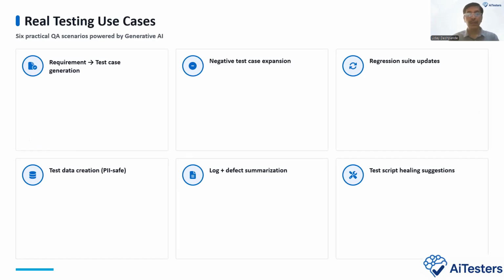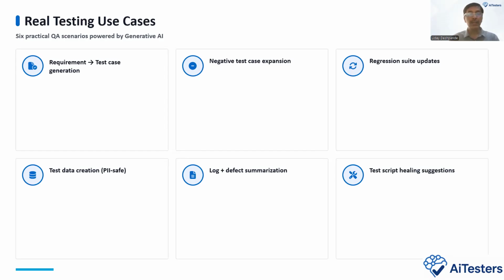Now let's get practical. Here are six real-world testing use cases where generative AI is making a significant impact today. One, requirement to test case generation. Paste in your requirements, get comprehensive test cases instantly. Two, negative test case expansion. Gen AI thinks of edge cases and error scenarios you might miss. Three, regression suite updates. When features change, Gen AI can help update your entire test suite efficiently.